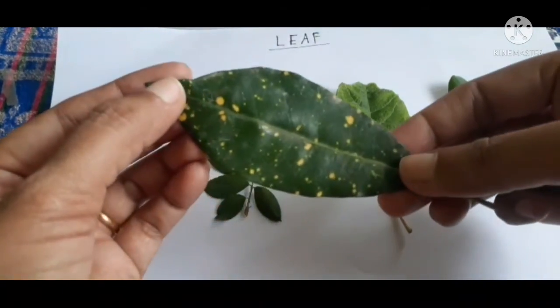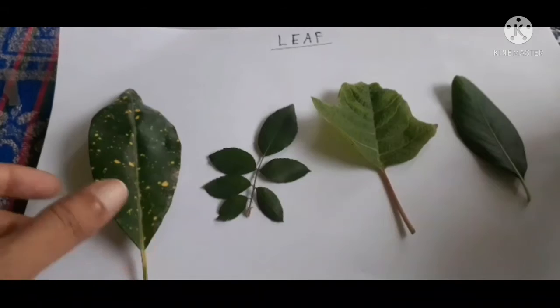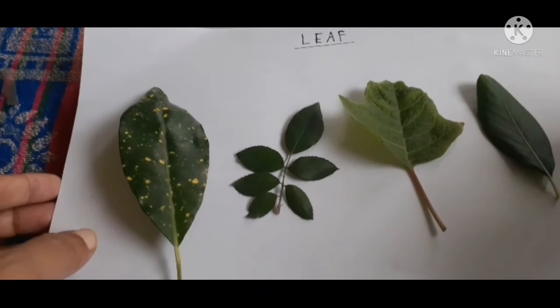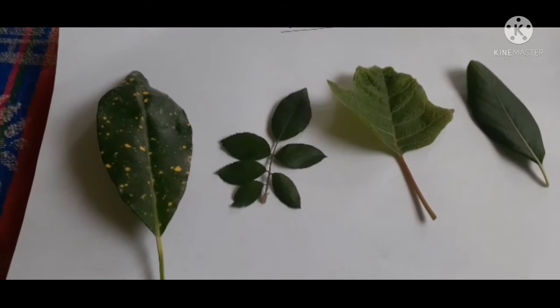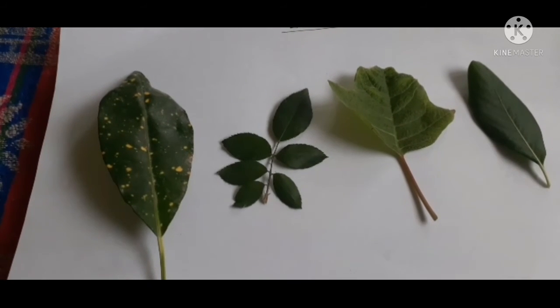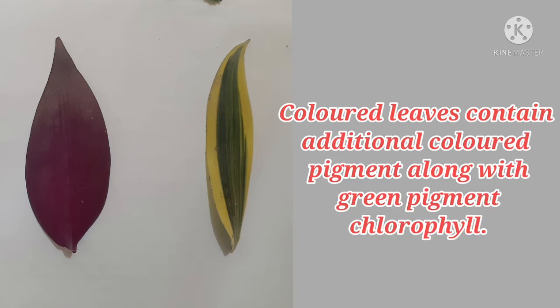But some plants have colored leaves like this leaf. This has yellow patches. This is due to the presence of some other colored pigments along with the chlorophyll. I share pictures of some colored leaves. These are the leaves of some indoor plants. They have yellow and red color pigment along with the chlorophyll.